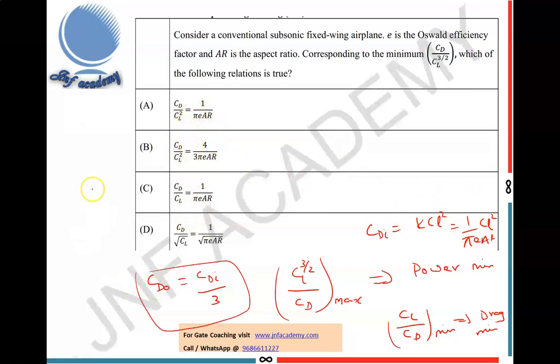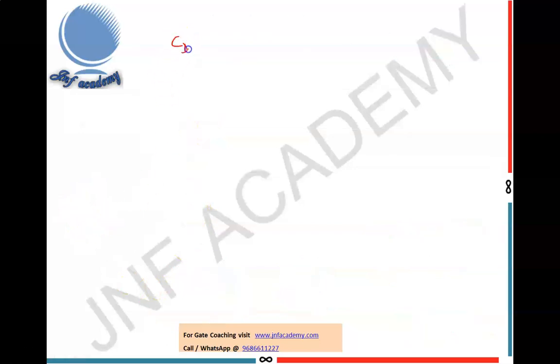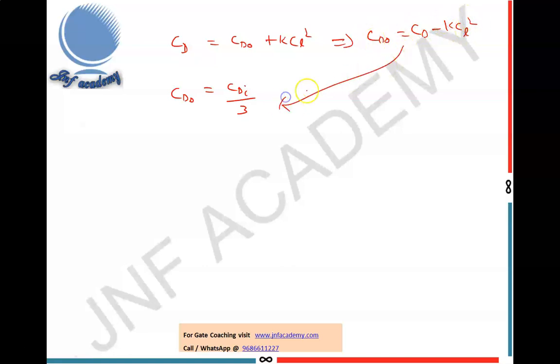That's it, the total drag coefficient. By drag polar, we all know that the total drag CD is equal to CD naught plus K CL square. With the condition that is given in the question, which is the minimum power condition, we know that CD naught is equal to CDI by 3, right? With this, in this equation, instead of the CD naught, we can substitute CD naught in terms of CD and KCL square. So this drag polar equation will tell you CD naught is equal to CD minus KCL square. So now let's substitute that here. Instead of CD naught, we'll substitute CD minus K CL square, which is equal to CDI by 3.